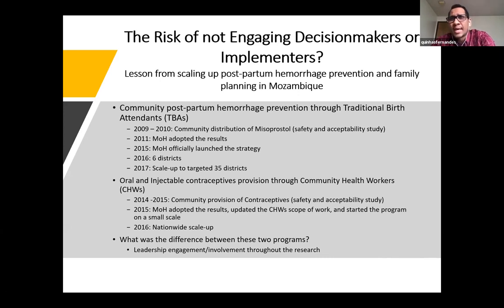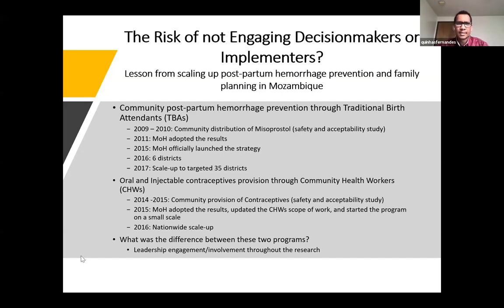But as you can guess, when it comes to scaling up an intervention countrywide, no organization, no NGO has the infrastructure to support that. It must be the government, particularly in places like Mozambique, where 95% of the health infrastructure is government owned. So I think that these two examples show clearly why embedding implementation research is critical.